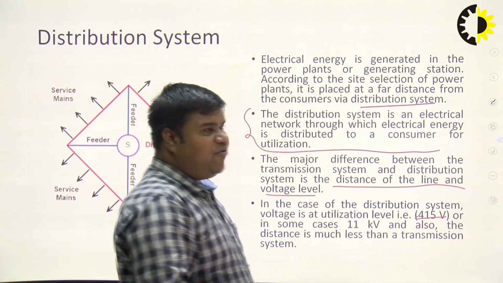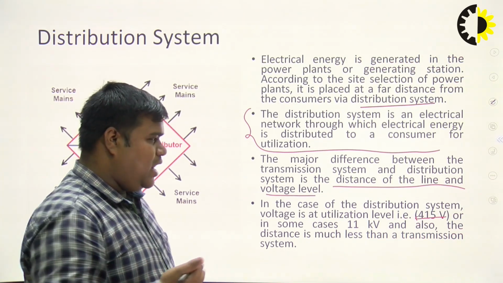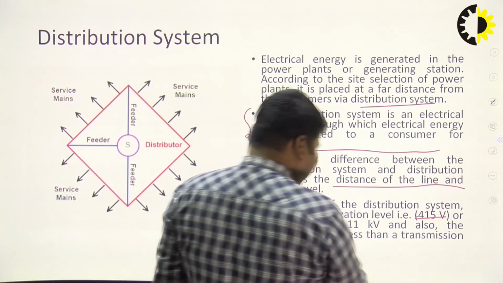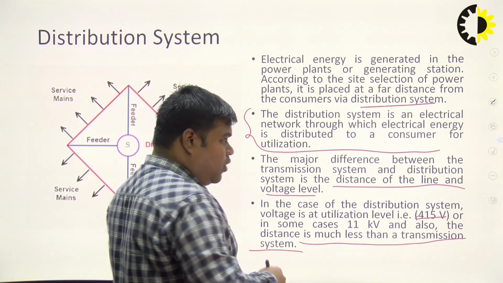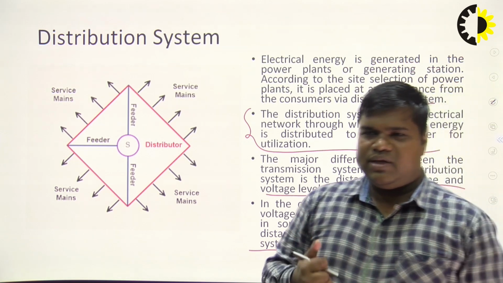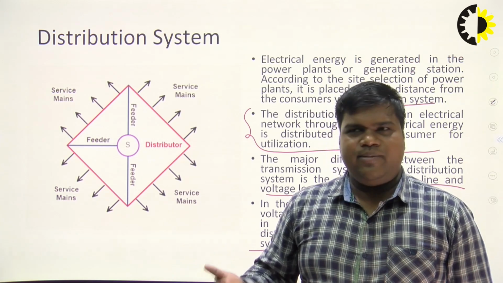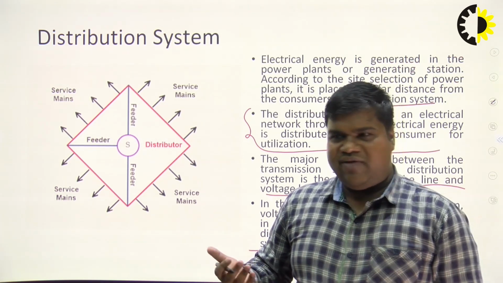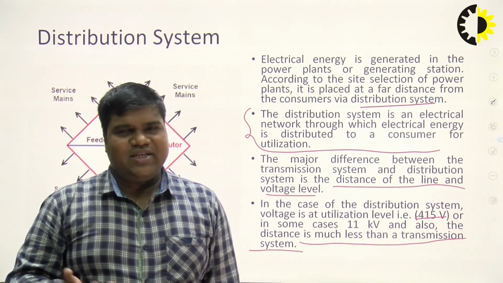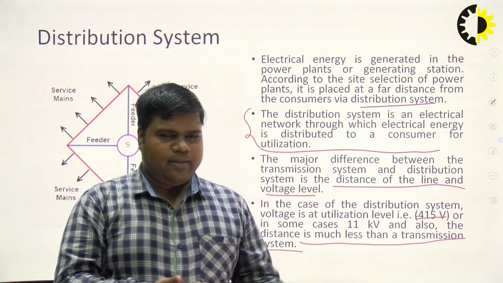415 volt, or in some cases it is 11 kV, and also the distance is much less than a transmission system, because we have already known the different types of transmission lines, in which we have read short, medium, and long transmission line, which is further classified based on the voltage level and the distance of power.